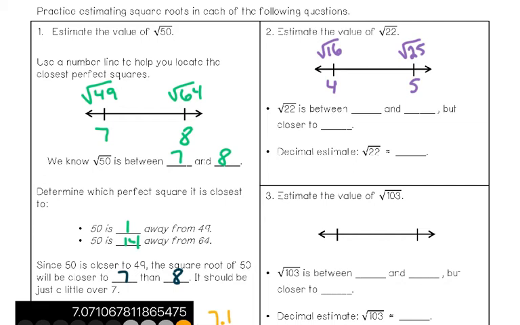And so that means the square root of 22 is between 4 and 5, but it's closer to 5. 22 is closer to 25, so it's closer to the number 5. So the decimal estimate of the square root of 22 would be about 4.7, let's say. So it's about 4.7 because it's closer to 25, but not quite.